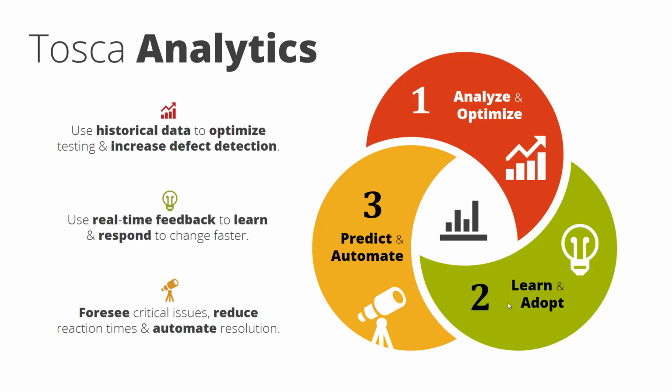The other one is like learn and adopt. Here it is all about real-time feedback to learn and respond to usage and to error detection and everything. And the third part, the last part here, is the predict and automate. This is like predicting what can happen or potential risks that can arise. So, for example, to predict some issues, and also offer some automated resolution later. So this is the whole area that we are talking about.